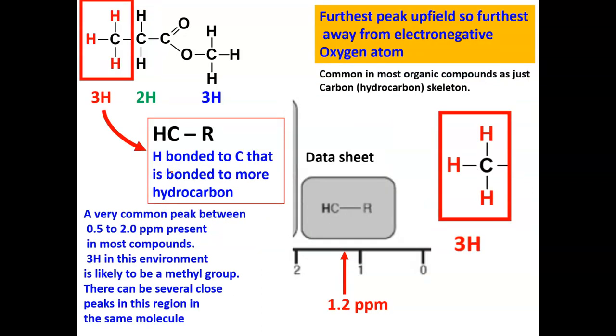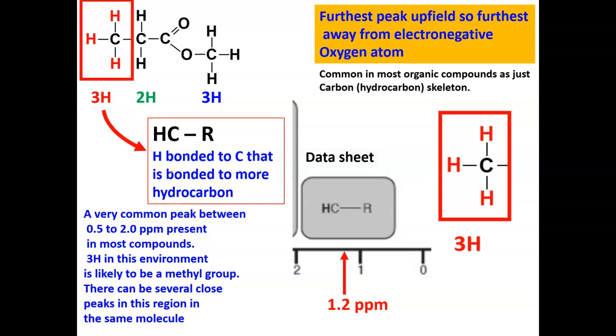Finally, and very commonly, is the peak furthest to the right at the lowest shift value, right next to TMS if you like, and this of course is a very common methyl group. These are hydrogens on a carbon bonding to more hydrocarbon. We represent that by R, of course. And there are 3 protons in this environment. That, of course, is the end of the molecule on the left-hand side.